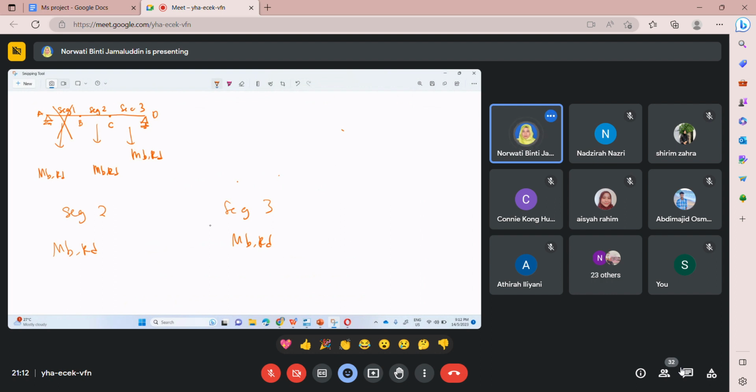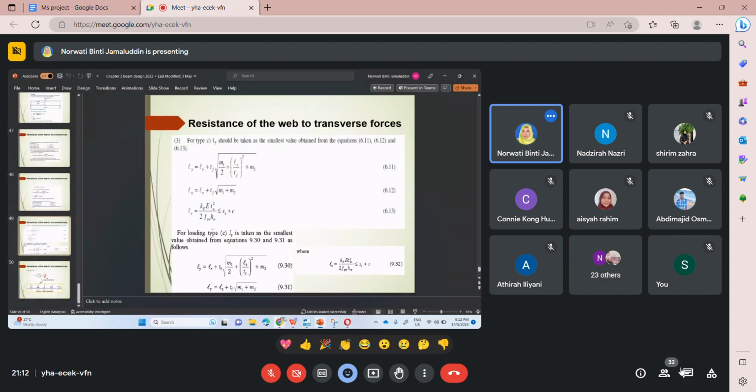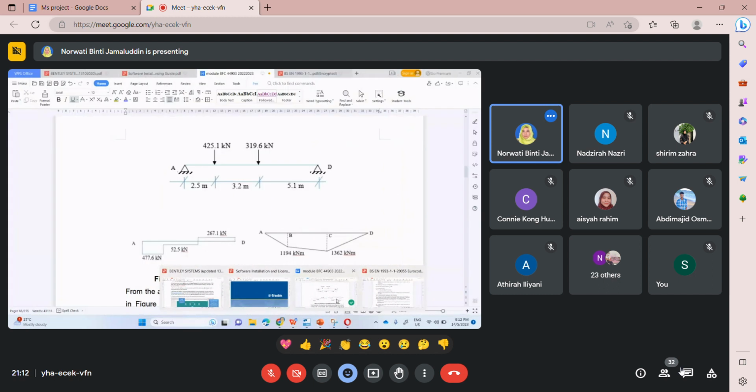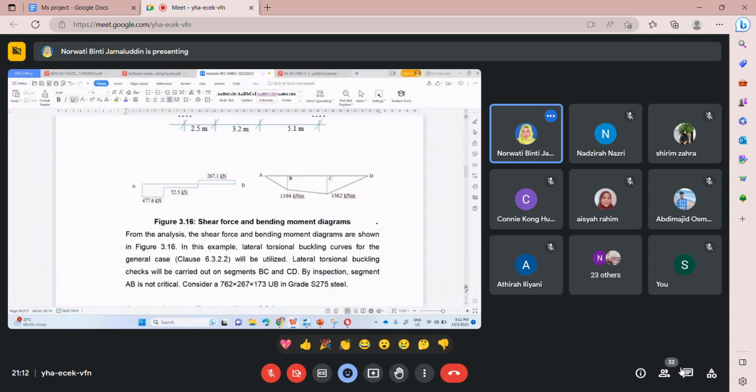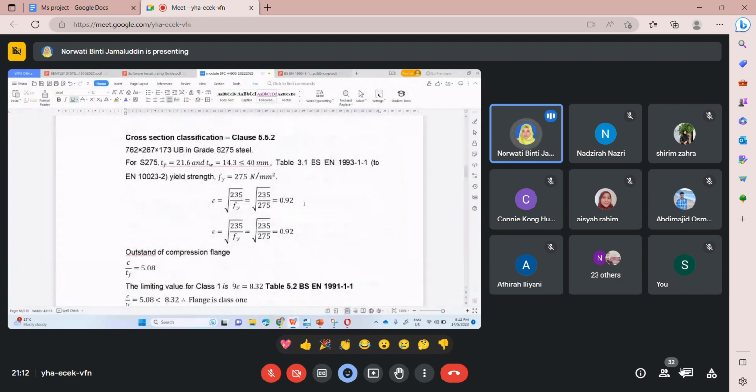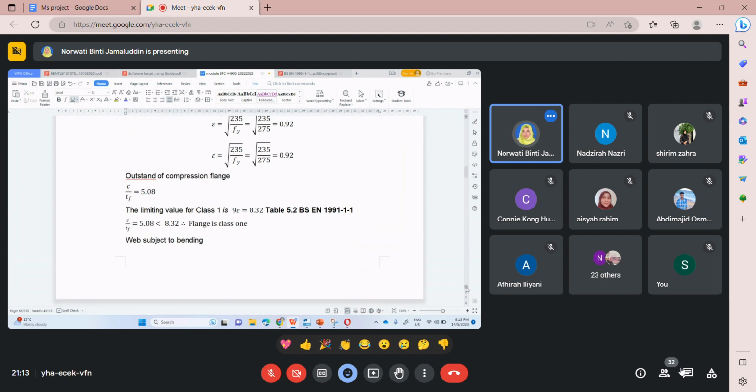Okay, so for MBRD, first of all, of course, you need to perform the section classification. Why? Because for MBRD, the equation also depends on the section classification. Okay, I will not go through this one. I just go through a bit fast.